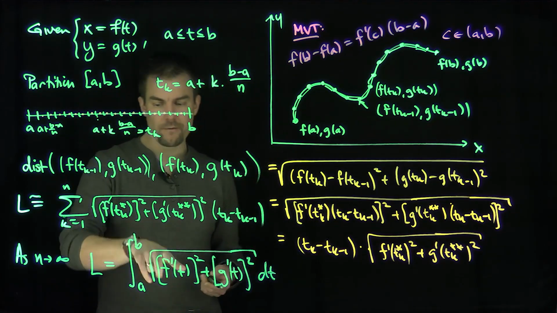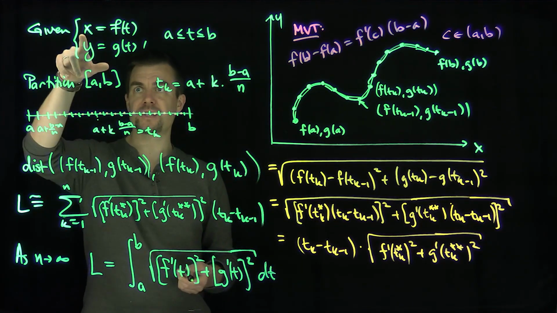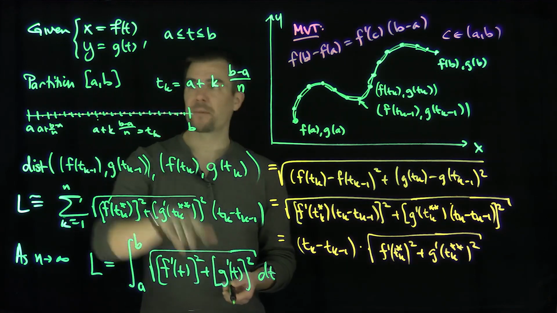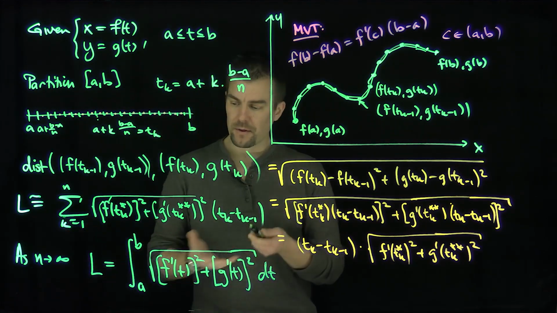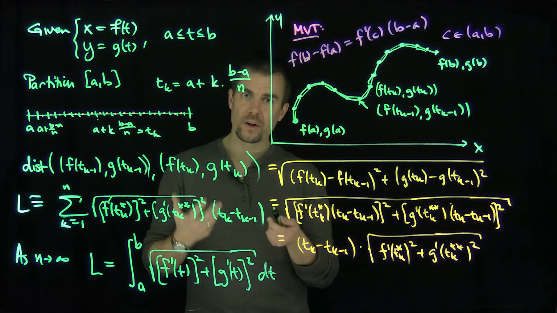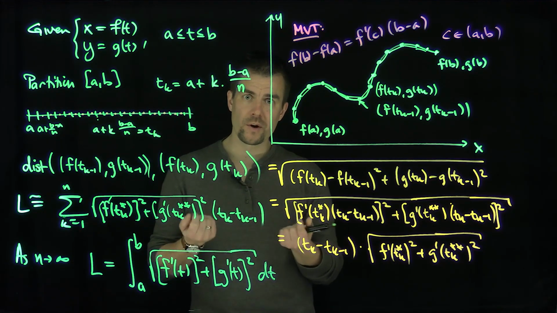We can also write this f prime of t as just dx/dt, and we could write g prime of t as dy/dt. You see both notations written throughout different textbooks. But when this limit converges, it will give you the arc length of the curve between a and b as the parameter.